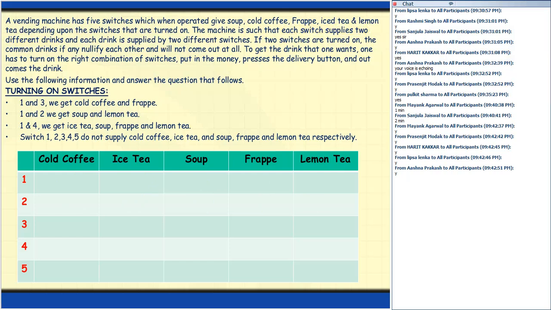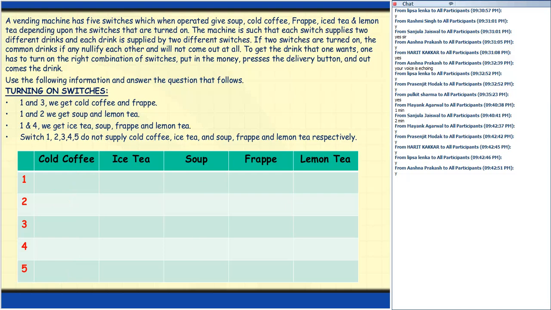Now similarly the next line says each drink is supplied by two different switches. For example, cold coffee has to be supplied by two switches, so two ticks and three crosses in each column. Soup is also supplied by a combination of two different switches. So in each row and each column there have to be two ticks and three crosses. That's it, and then the rest of the things can be done easily.